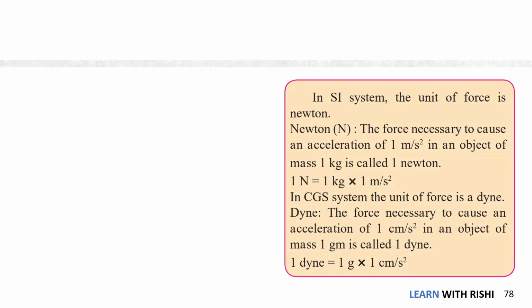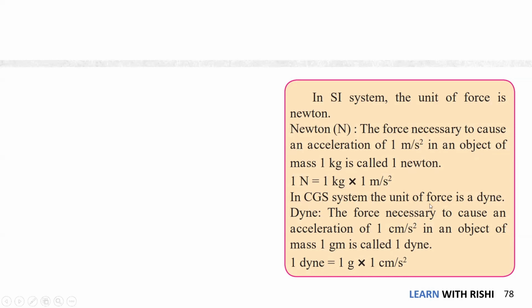If the mass of the object is 1 kg and it accelerates with 1 meter per second square, then the force applied to that object is nothing but 1 Newton. That's why we call 1 Newton as 1 kg into 1 meter per second square. So 1 Newton is equivalent to 1 kilogram meter per second square.